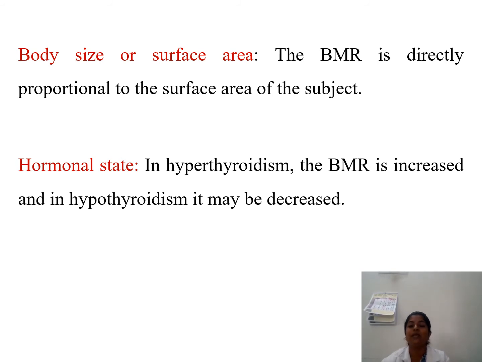The BMR is less during hypothyroidism and it is more in hyperthyroidism. This is the reason why the hyperthyroid patients are lean and the hypothyroid patients are obese. It is because of the BMR in hyper and hypothyroid status.